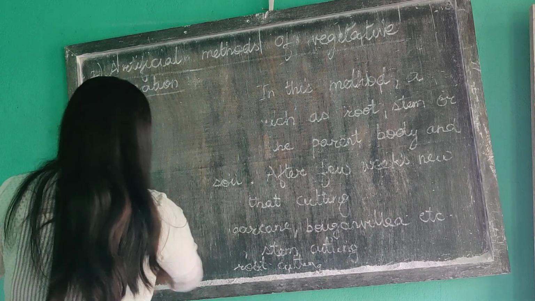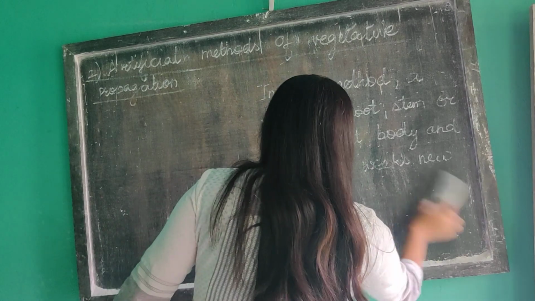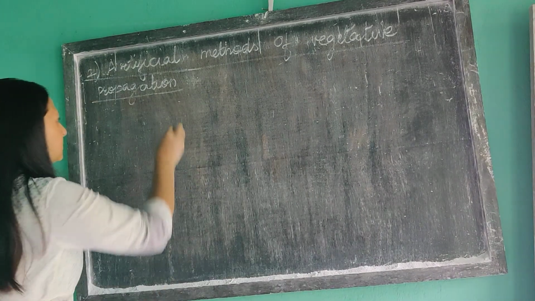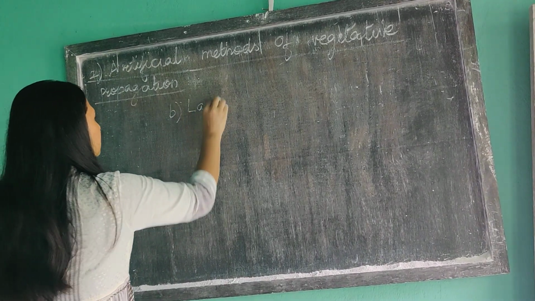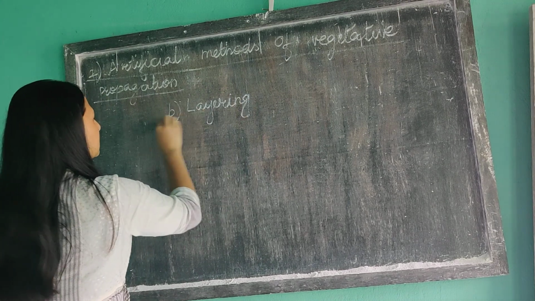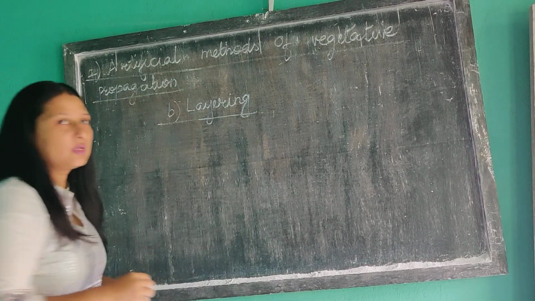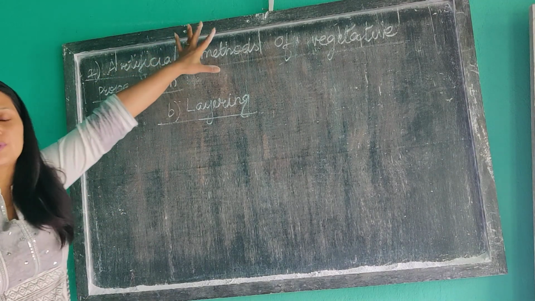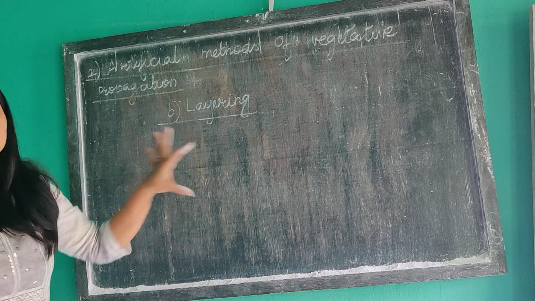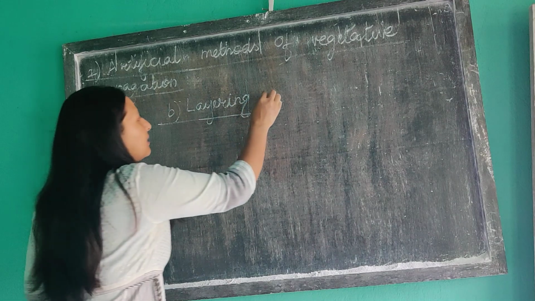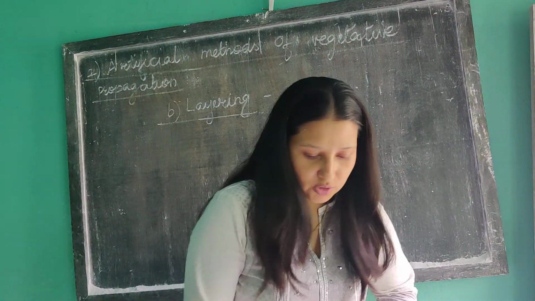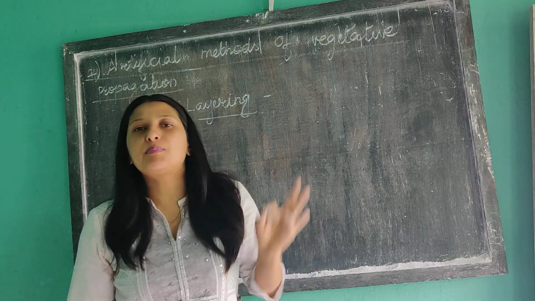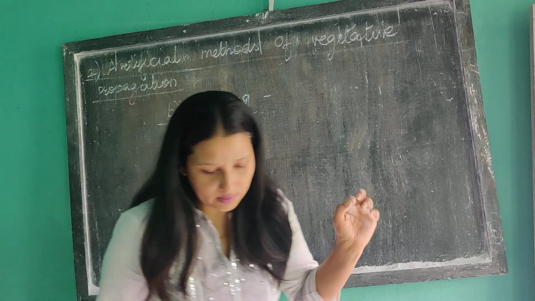Another artificial method of vegetative propagation is known as layering. So there are four artificial methods of vegetative propagation. First one is cutting, layering, grafting, and then tissue culture. Now in layering, the new plants are produced from the parent part, but here that part is not detached from the parent part.